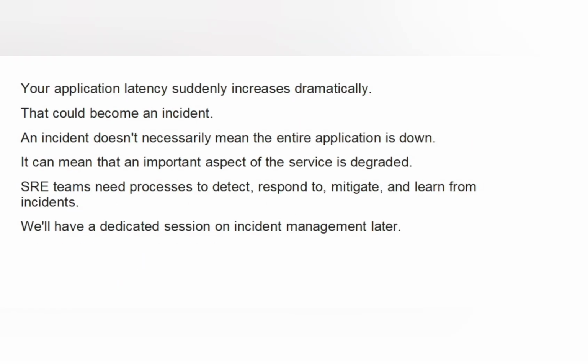Your application latency suddenly increases dramatically. That could also become an incident. An incident doesn't necessarily mean the entire application is down. Any disruption can be treated as an incident. It can mean that an important aspect of the service is degraded. So SRE teams need processes to detect, respond to, mitigate, and learn from the incidents. We will have a very dedicated session on incident management later in this series.